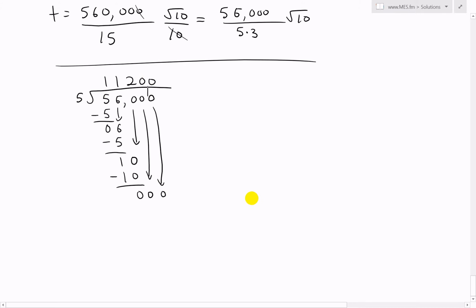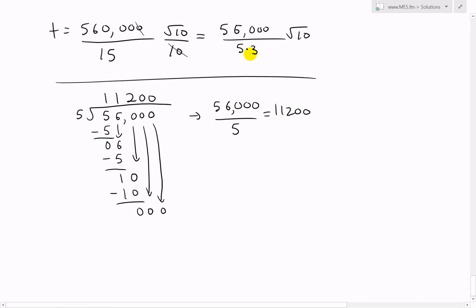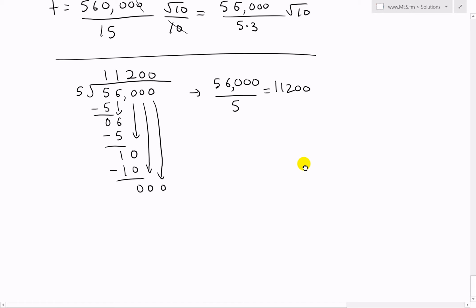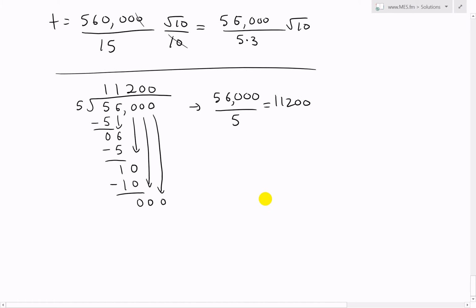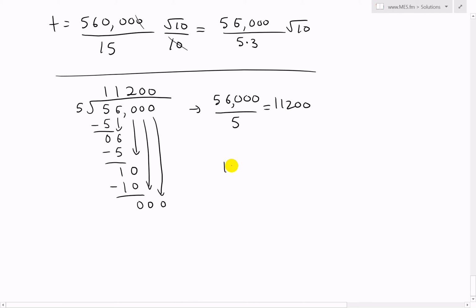And then what this says is 56,000 divided by 5 is equal to 11,200. And again, you can't divide 3 out of it cleanly, because there's no real factor of 3 here. You could even double check that. You could double check it by dividing this 11,200 by 3.